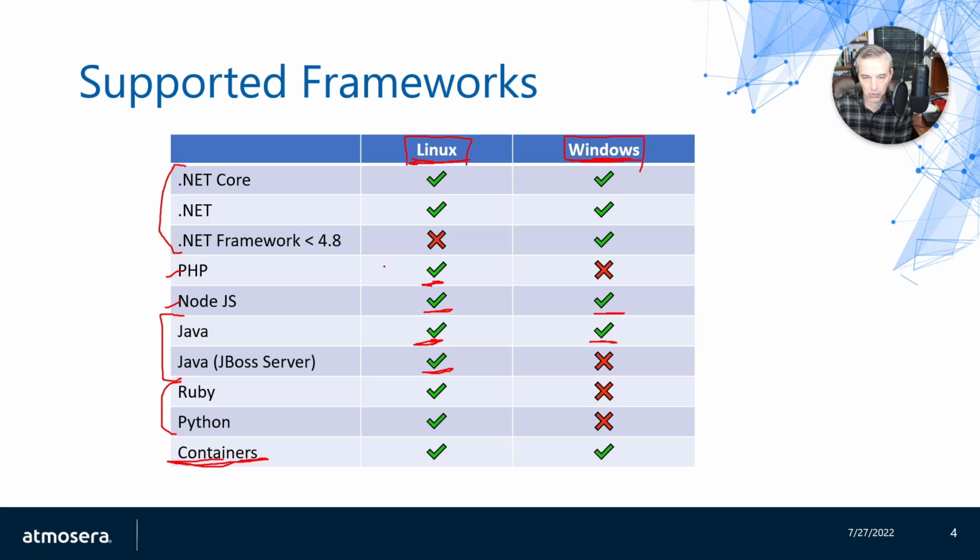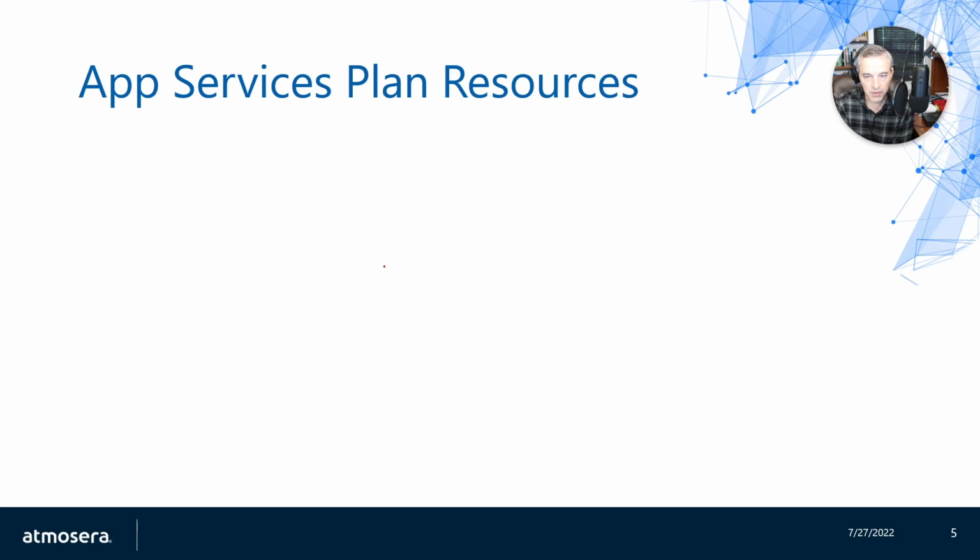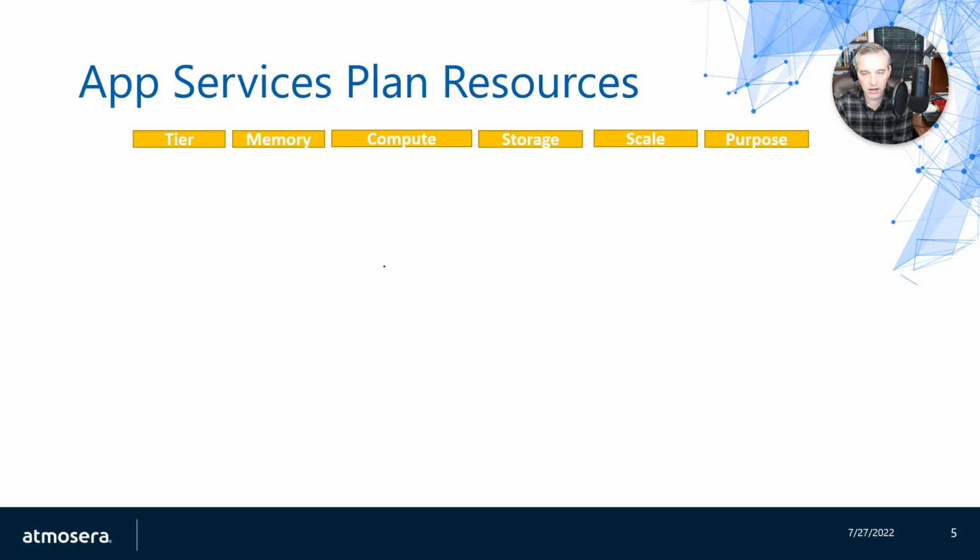Let's talk about two other concepts. One is related to scaling, and the other one is the resource plans themselves. So this is a breakdown of the App Service plans. I want to talk briefly about this because this will give you an idea of the various things that you can get out of it. So this is the tier: memory, compute, storage, scale, and purpose.